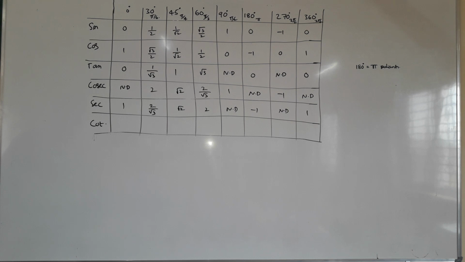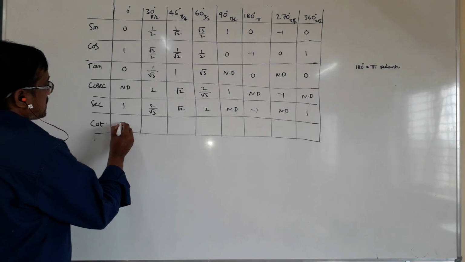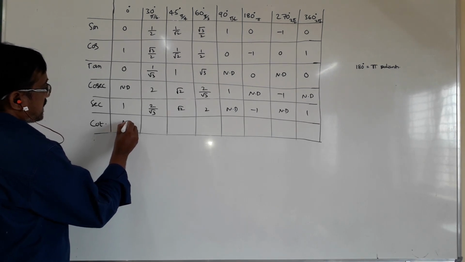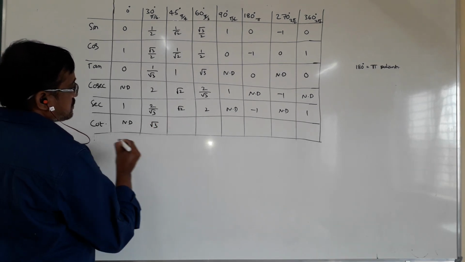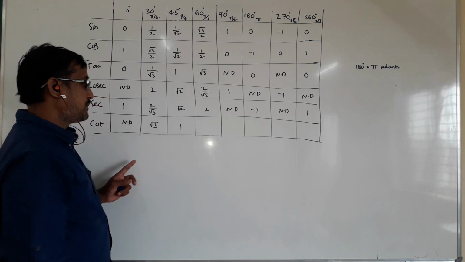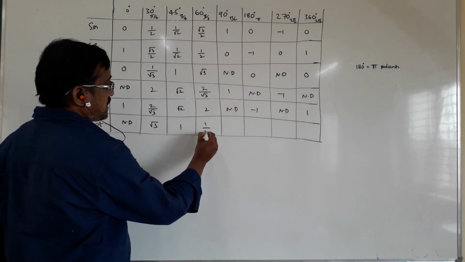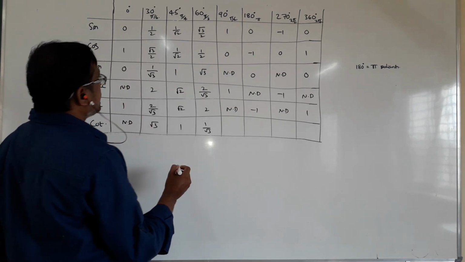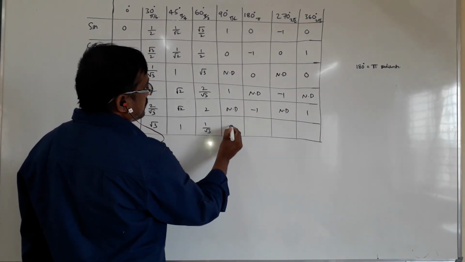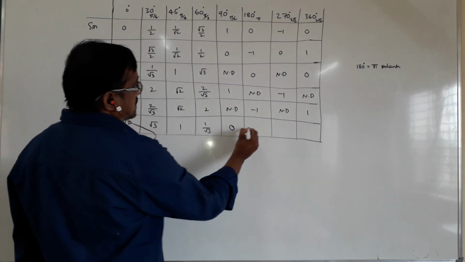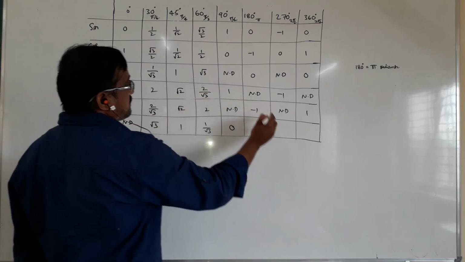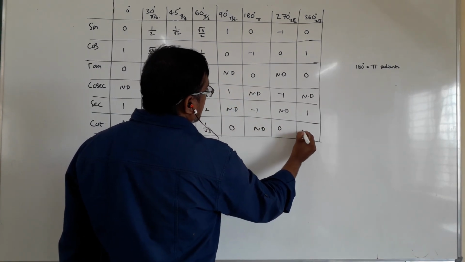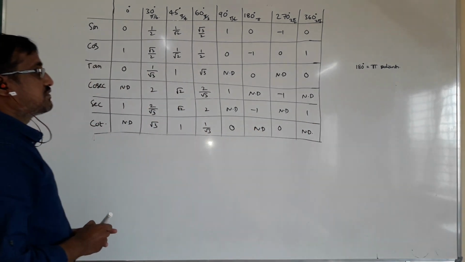Now cot is the reciprocal of tan, that is 1 by tan, or it is the ratio of cos and sine. So cot 0 is not defined. Cot 30 is root 3. Cot 45 is 1. And cot 60 is 1 by root 3. Cot 90 is 0. Cot 180 degrees is not defined. Cot 270 degrees is 0. Cot 360 degrees is not defined.